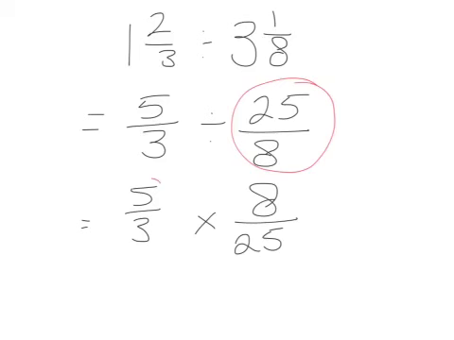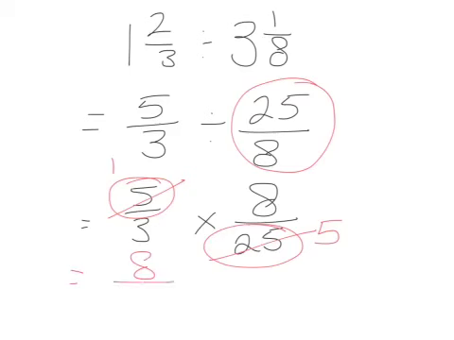And if we look here, 5 and 25 share a factor in common. It's 5, so we've got 1 here and 5 here. So 1/3 times 8/5. So we're going to get 8 over 15.